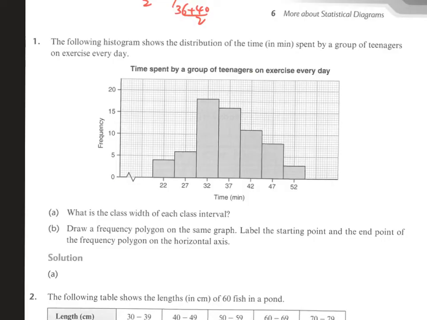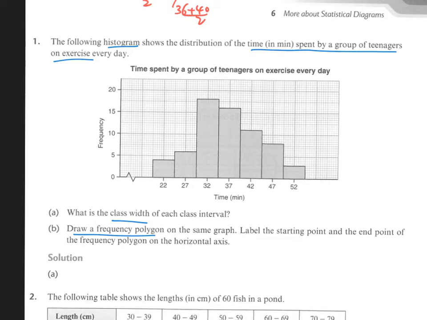Next, we take a look at question 1, in which a histogram is given to you about the time spent by a group of teenagers on exercise every day. It's asking you for the class width and also to draw a frequency polygon. So how about we start from part B first?